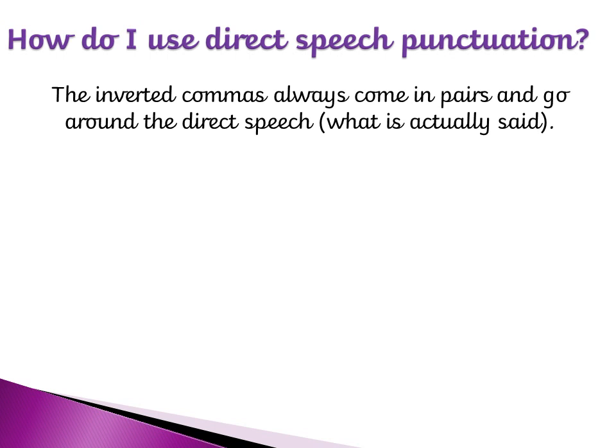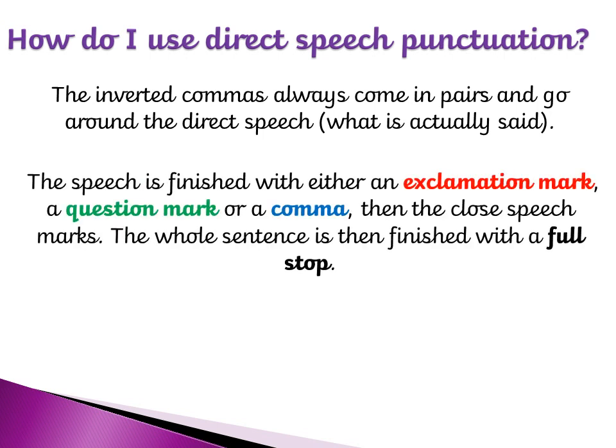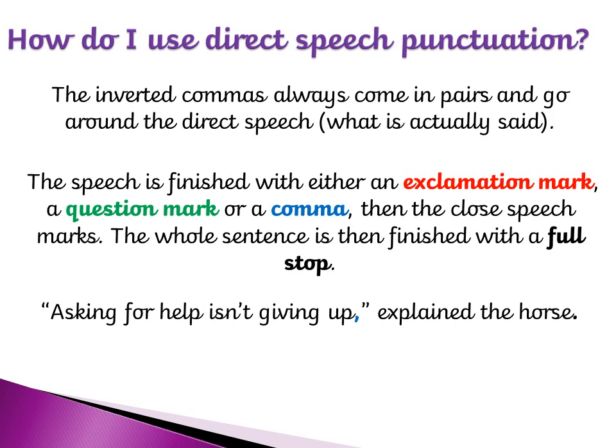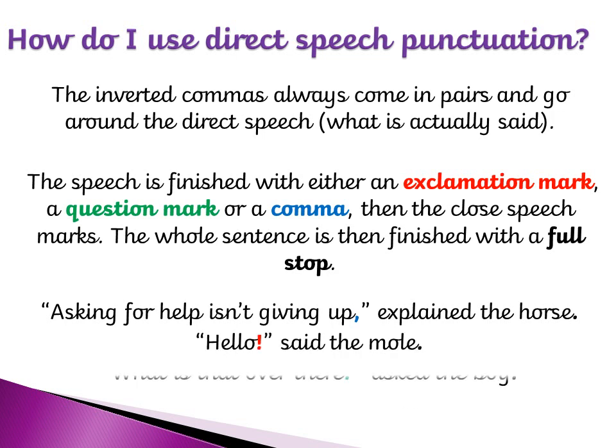So hopefully you already know that inverted commas always come in pairs and go around the direct speech, what is actually said. So we need to make sure we are finishing the speech with either an exclamation mark, a question mark, or a comma, and closing the speech marks with the other inverted comma, and obviously a full stop at the end. So you can see we've got an example here showing where the comma goes, where the exclamation mark would go, and where the question mark goes.